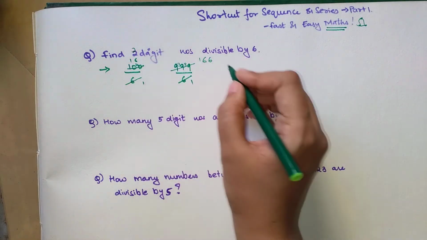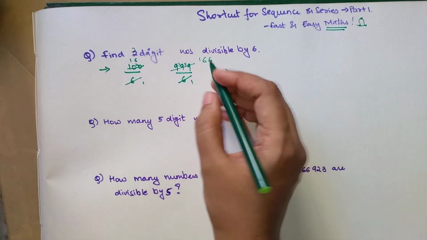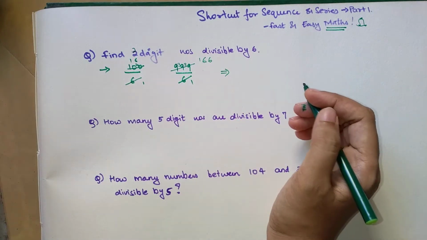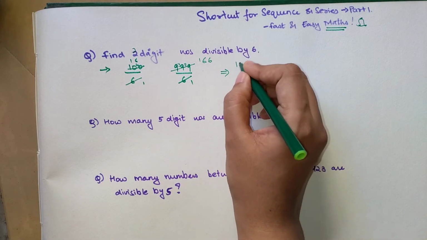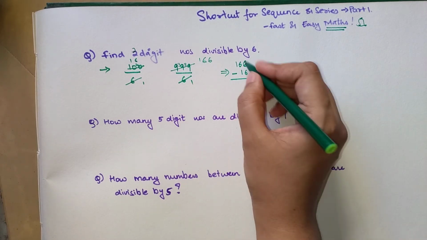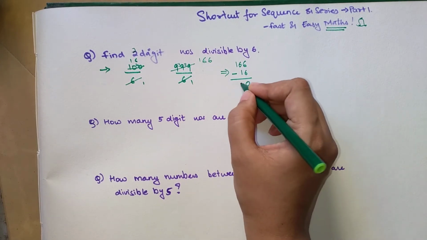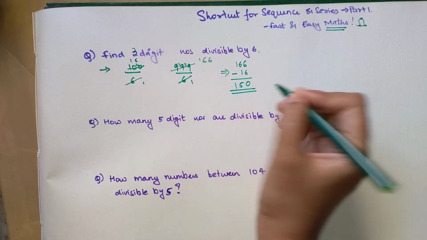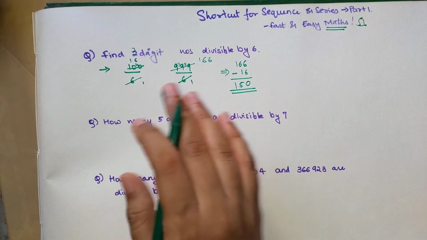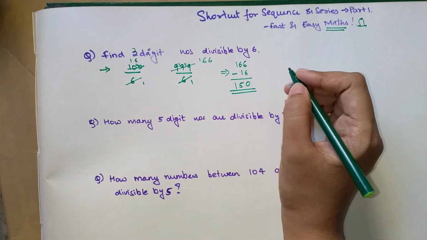So now in order to find the total number of three-digit numbers which are divisible by 6, what you have to do is nothing but 166 minus 16, and your answer is 150, okay? If you have any doubts, let's do it in the normal method.